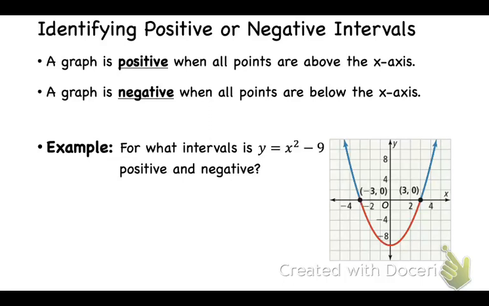Okay, so we're on 1-1, day 2. We're going to start with positive and negative. So when we are talking about the positive and negative, it says the graph is positive when all the points are above the x-axis. It's negative when all the points are below.